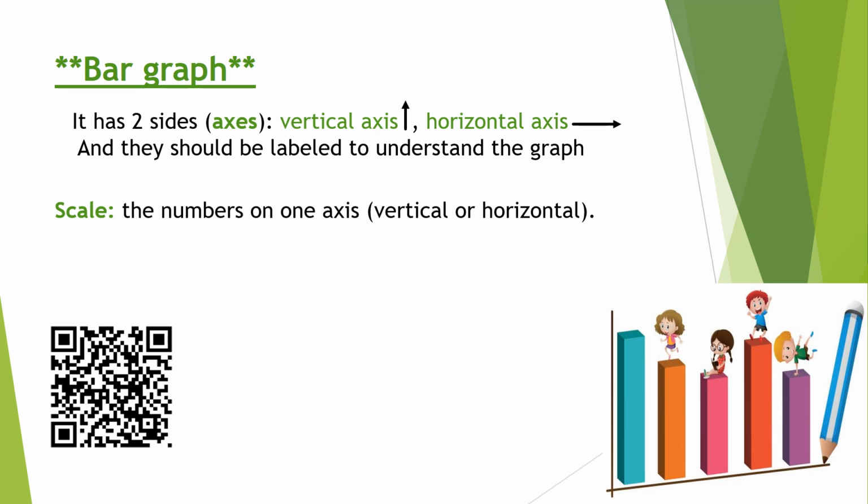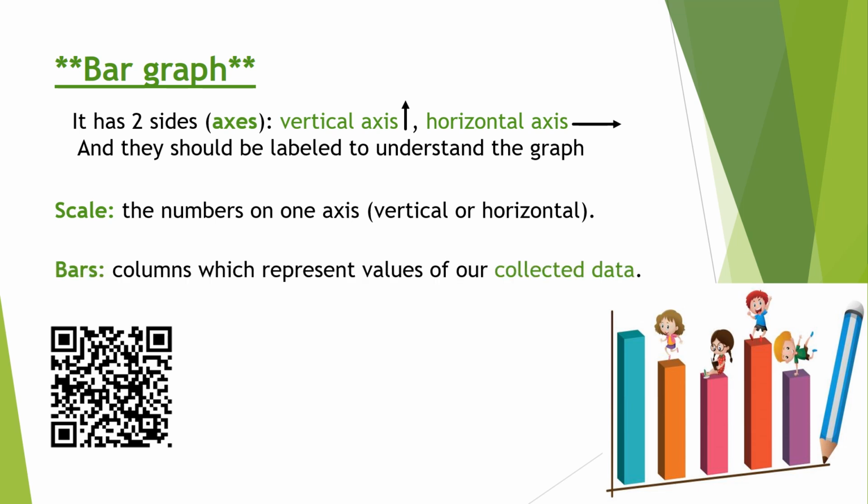Scale: the numbers on one axis, vertical axis or horizontal axis. We have numbers on one axis. These numbers may be in the horizontal axis or in the vertical axis. And from its name, bar graph uses what? It uses bars. Bars are columns which represent the values of our collected data.